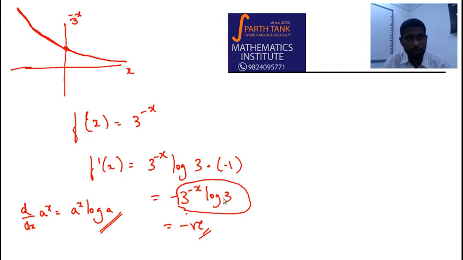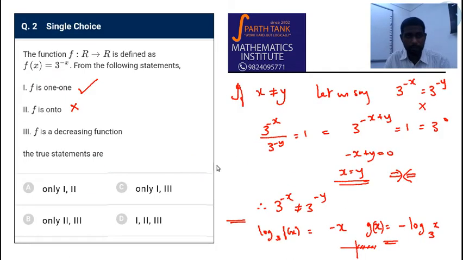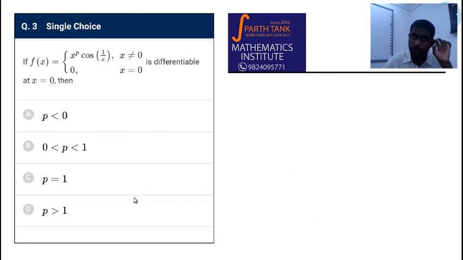Log is always a positive number, and this is also a positive number. So therefore this is a negative thing. So it is decreasing in all R. Therefore the third option is correct. So 1 and 3 are right, which is option C. Okay, very simple problem. Let us move on to question number 3.